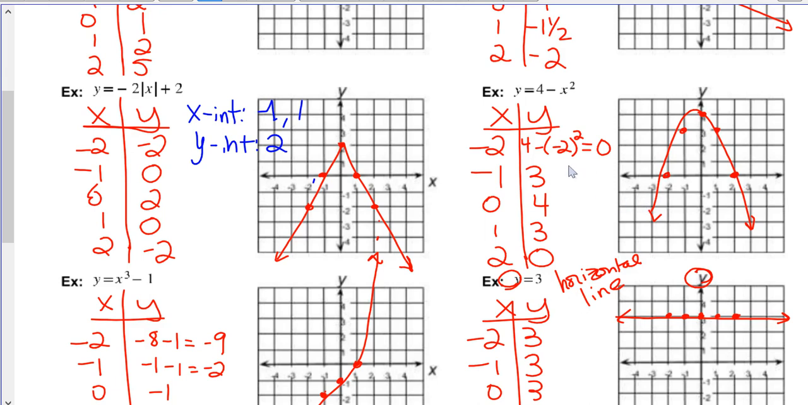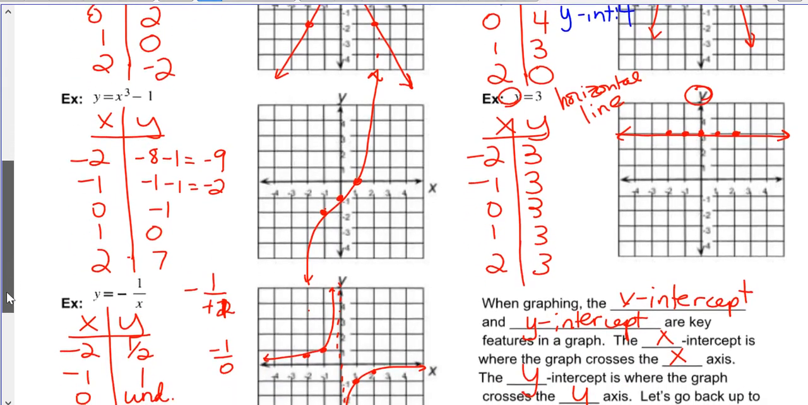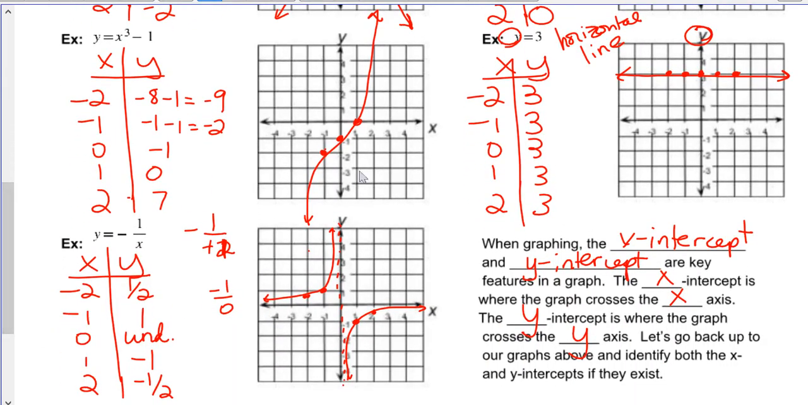Look at this graph. I have x-intercepts at -2 and 2, right here and right here. And I have a y-intercept. Where is it crossing the y-axis? It is right there at 4. Very good. The next one, I have an x-intercept here at 1 and a y-intercept here at -1.